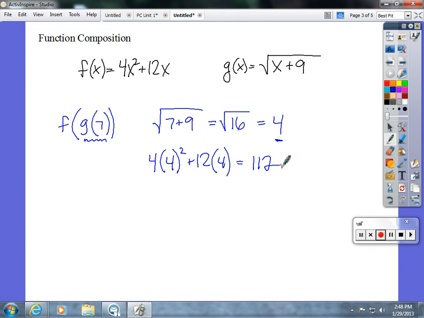Now, that's function composition where we're substituting an integer. What if it's just another function? So again, let me erase.